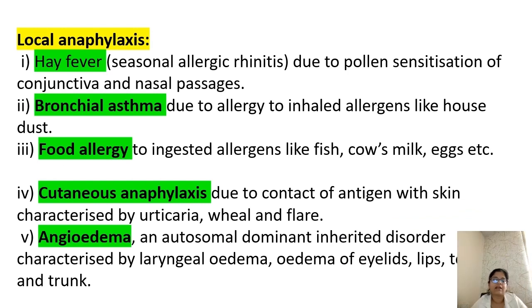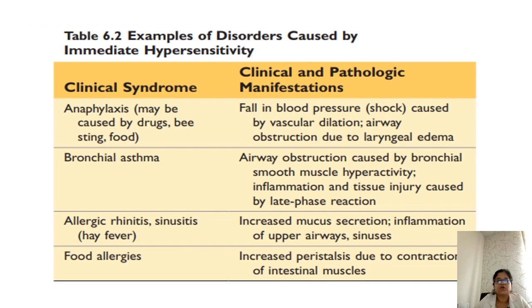Local anaphylactic reactions would be like hay fever due to pollen sensitization of the conjunctiva and nasal passages, bronchial asthma due to allergy to inhaled allergens, or else food allergy like fish, cow milk, and eggs, and cutaneous anaphylaxis due to contact of the antigen with the skin, characterized by urticaria, wheal and flare, and angioedema, which is an autosomal dominant disorder characterized by laryngeal edema and edema of the eyelids, lips, and trunk. So examples will be anaphylaxis because of any drugs or any bee sting or any food allergy, or bronchial asthma, rhinitis or sinusitis by hay fever, or any food allergies.